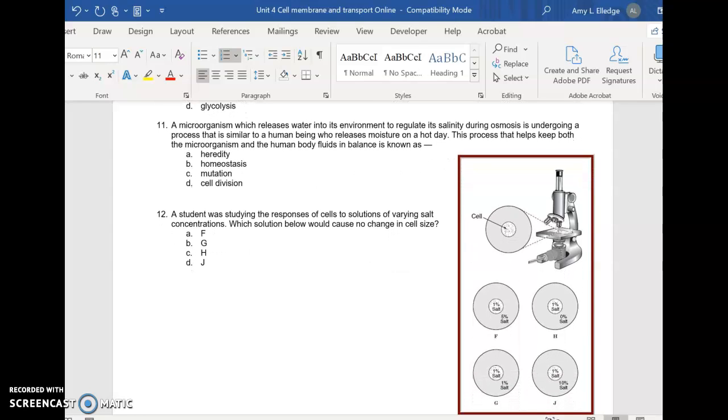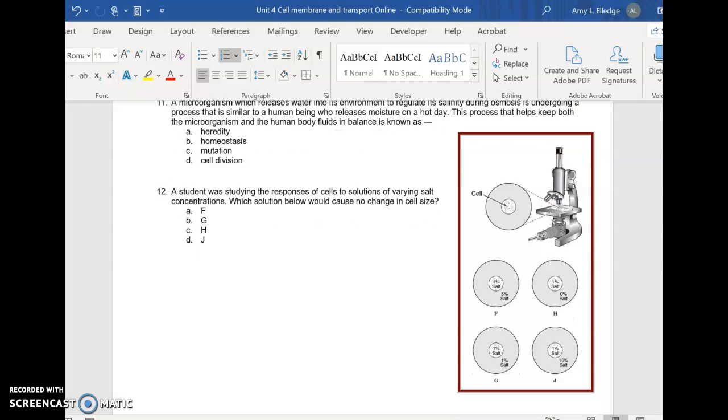Number 11, a microorganism which releases water into its environment to regulate its salinity during osmosis is undergoing a process that is similar to the human body who releases moisture on a hot day. This process that helps keep both the microorganism and the human body fluids in balance, there's that key word again, in balance or the same, once again known as B, homeostasis.